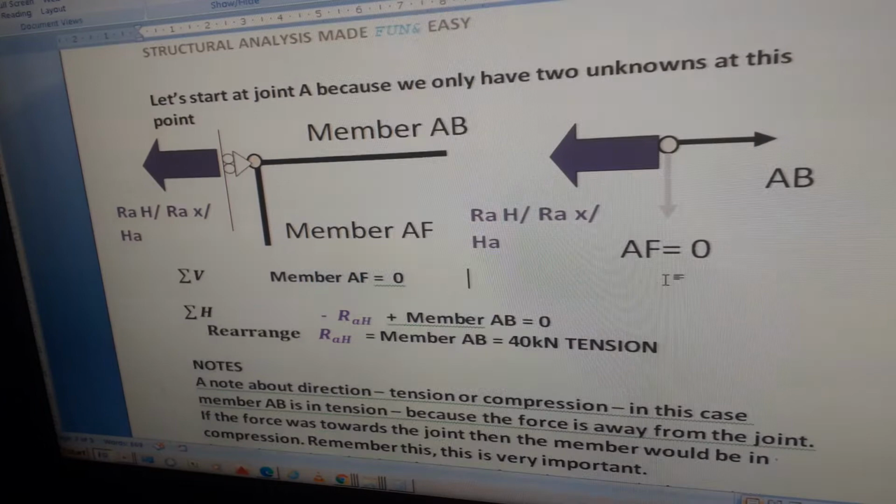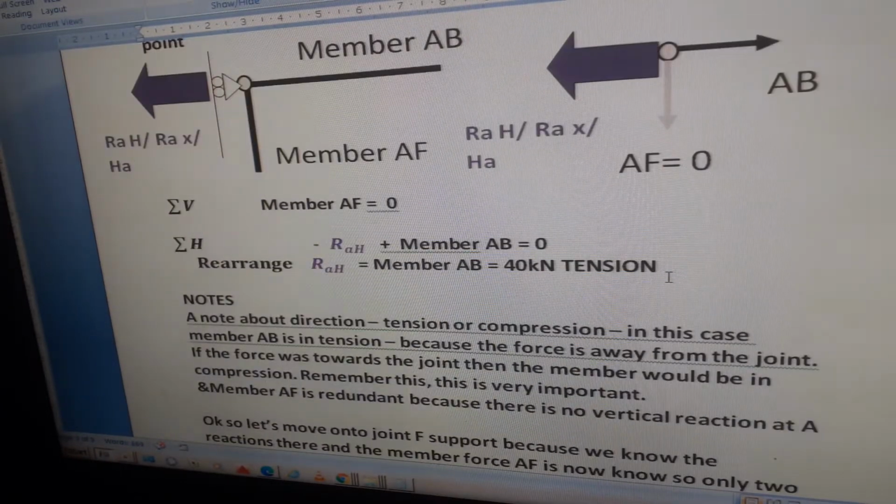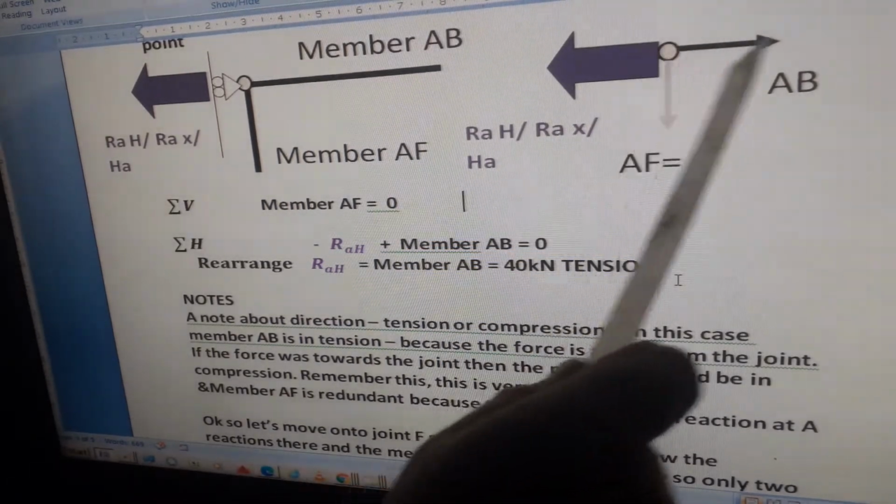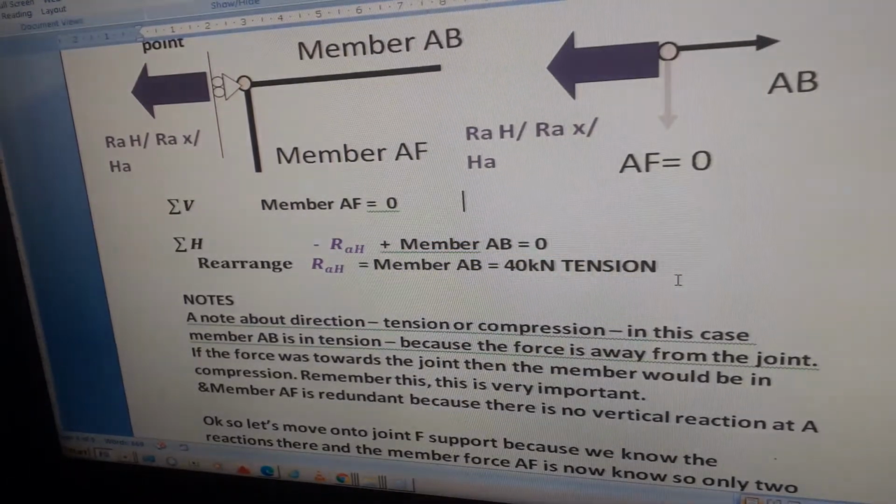Here's a note about direction, tension or compression. In this case, member AB is in tension because the force is away from the joint. If the force was towards the joint, then the member would be in compression. Remember this, it is very important. Because AB is away from the joint, that means tension. If it goes towards the joint, then it's compression. That's one of the really important things about this basic method.